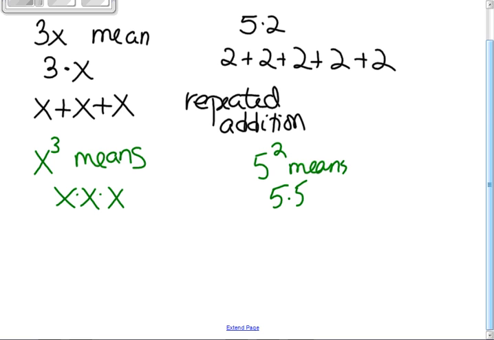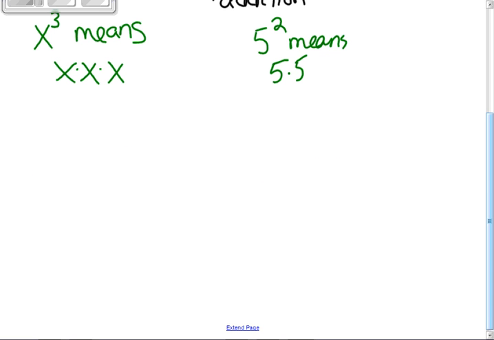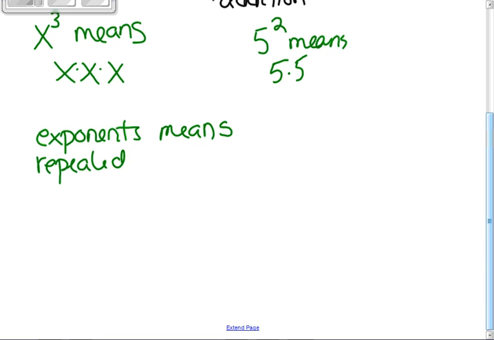So what's an exponent? Well, this is what somebody decided to do. I think it's clever too. It's just learning a language. So what does an exponent mean? If a number in front of a letter means repeated addition, this means repeated what? Multiplication. It's a shorthand.